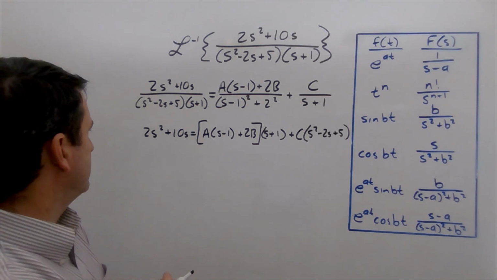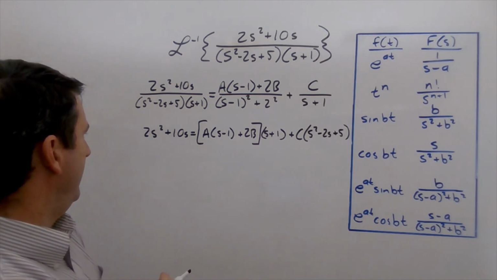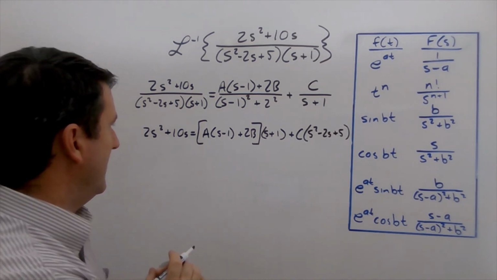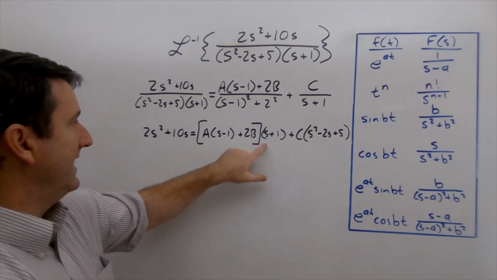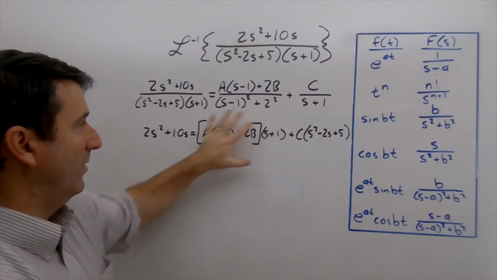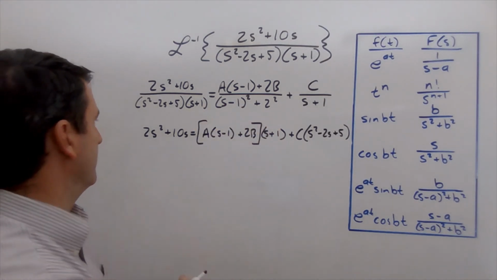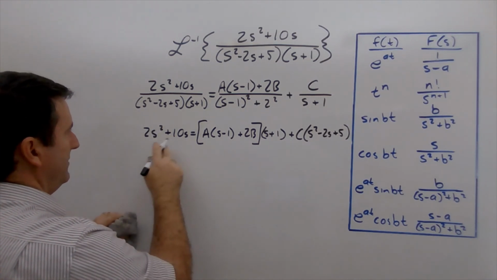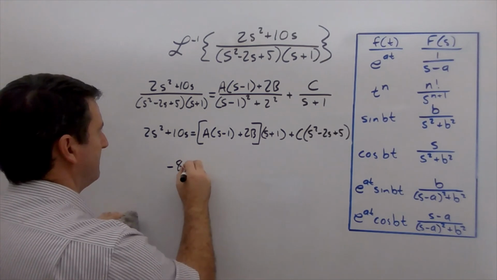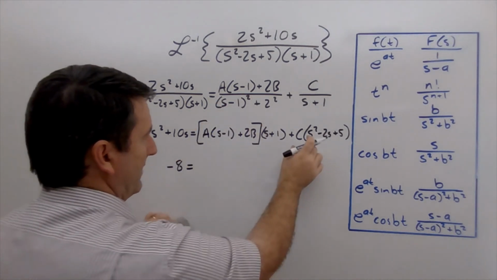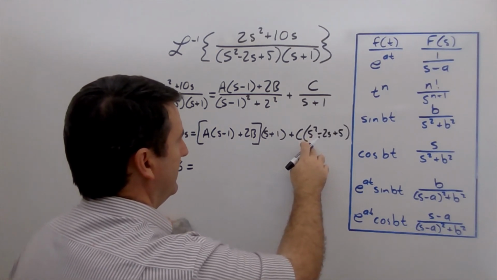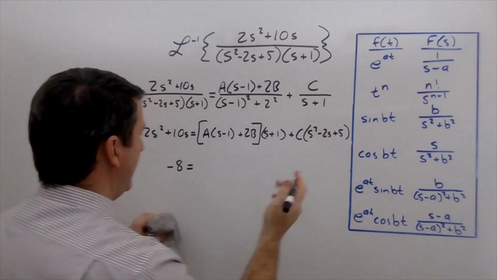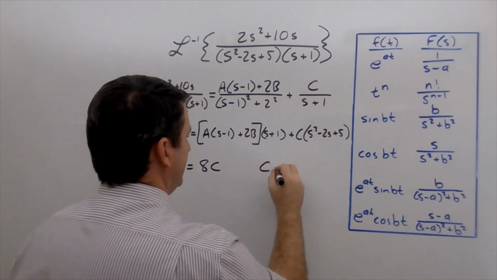Okay, so the next thing we want to do is start plugging in some values for s that are going to make this simpler. So let's start with -1. That's going to make this whole term go away. So if we plugged in -1 here, -1 squared is 1 times 2 is 2, minus 10 is -8. And this whole thing will go away, and we're going to be left with, let's see, -1 squared is 1, plus 2 is 3, plus 5 is 8, so 8c. So we get that c is -1.